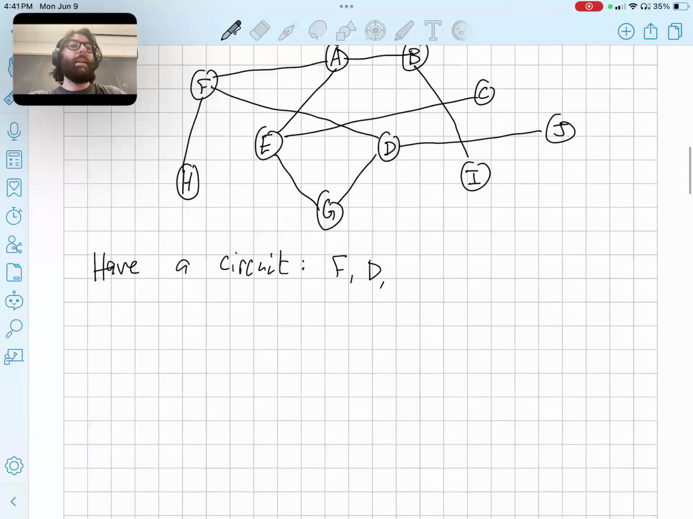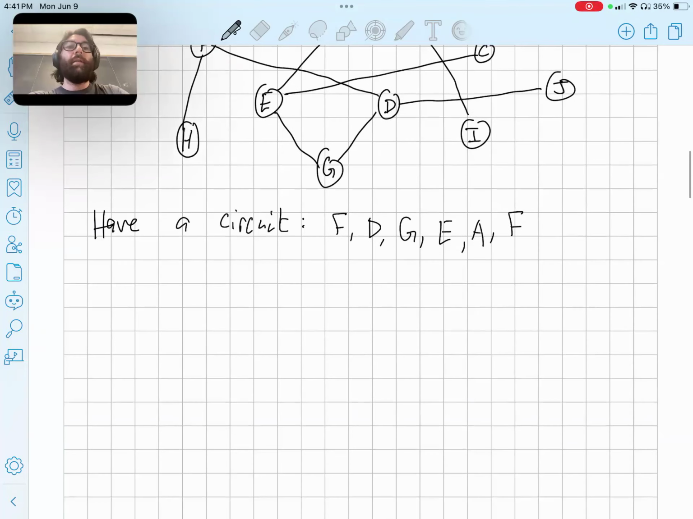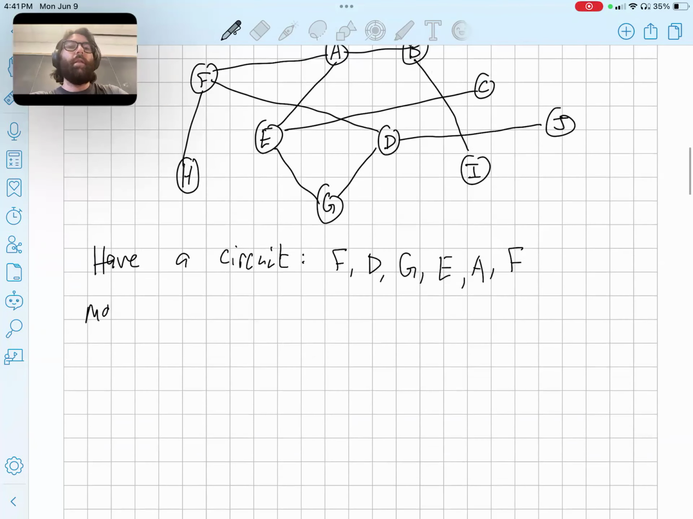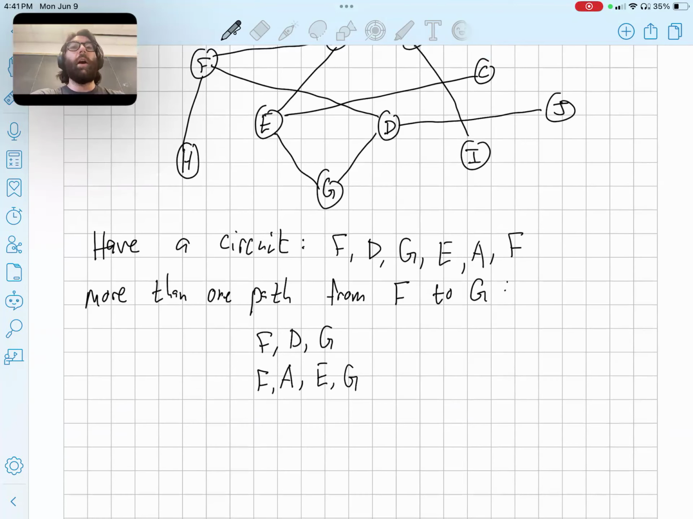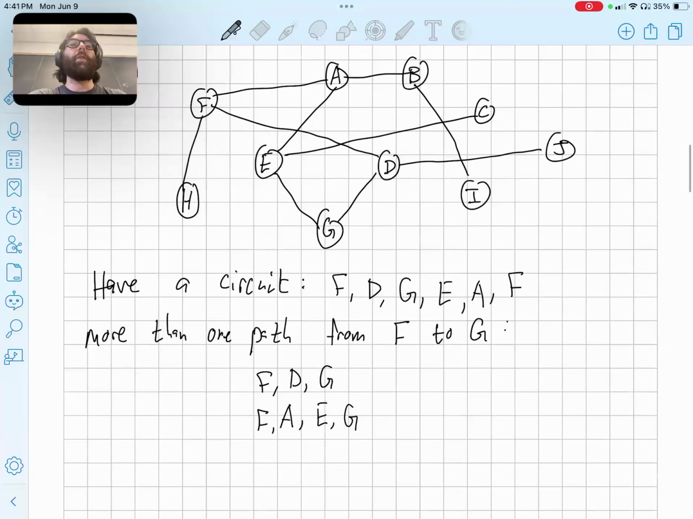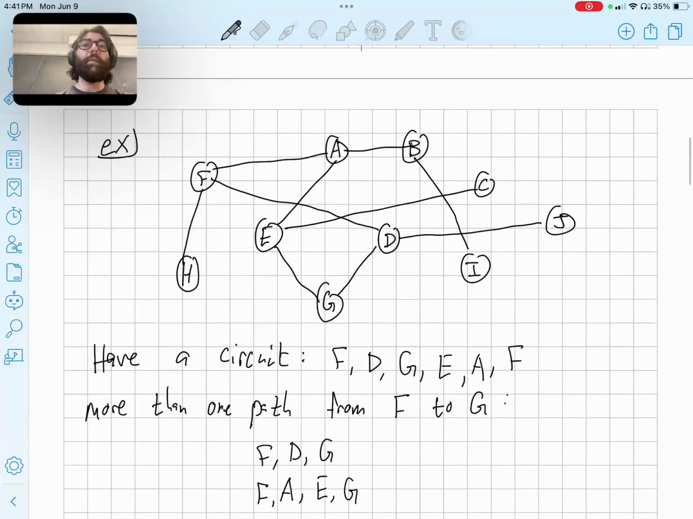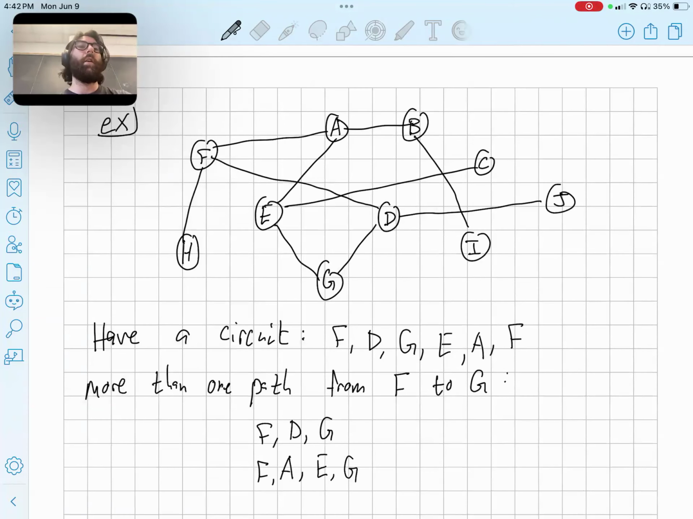F, D, G, E, A, F. Another thing we can think about is we have more than one path from F to, say, G. One of them is F to D to G, and the other is F, A, E, G. And so by doing one path from F to G and then the other one in reverse, so one from G to F, we get a circuit. But again, let's say you didn't find that circuit. Let's say you didn't notice it in all this mess.